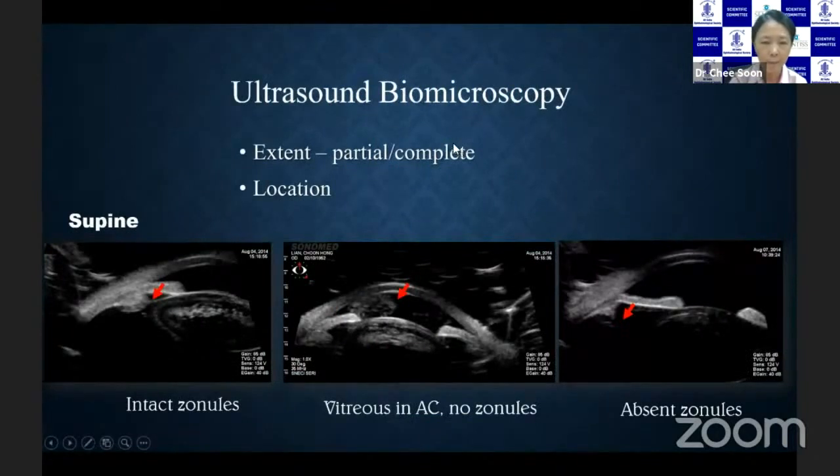Now, if you do have a UBM, you don't really need to lie the patient down to examine him because this test is done with the patient lying supine, right? So it's very, very useful. It can tell you the extent and whether the zonules are completely gone or partially gone. You can also tell the location and the number of clock hours. So you have a patient here with intact zonules, and we know the anterior, equatorial, as well as posterior zonules, and you can examine for their presence. If some of these are missing, you know it's partial zonular dehiscence. You can also detect the presence of vitreous if you're not examining the patient carefully at the slit lamp. And in a case like this, there are really no zonules here.